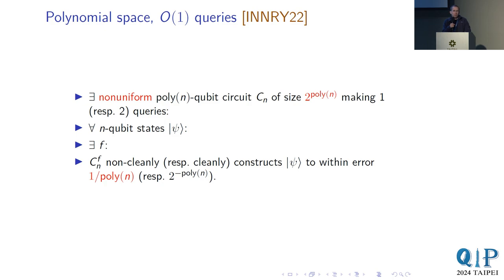But there are some problems with this solution. First of all, the circuits implementing the non-query operations are non-uniform. They're guaranteed to exist by the probabilistic method, but we have no idea what they look like. Second problem, we have no upper bound on the circuit complexity of these operations. They could be exponentially large for all we know. And then finally, in the one query non-clean version of this theorem, the approximation error is only going to be inverse polynomial, whereas we'd prefer inverse exponential.